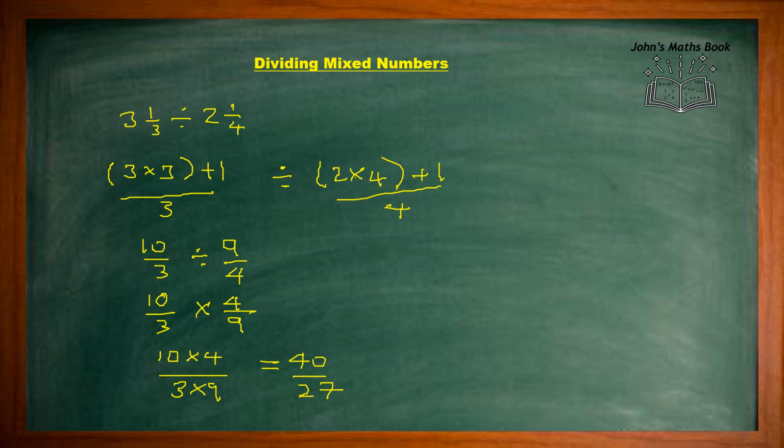So let's convert it back to a mixed number. We see that 27 divides into 40 exactly once, and it has a remainder of 13. So the integer part is 1, and the remainder, which becomes the numerator of the fractional part, divided by 27.